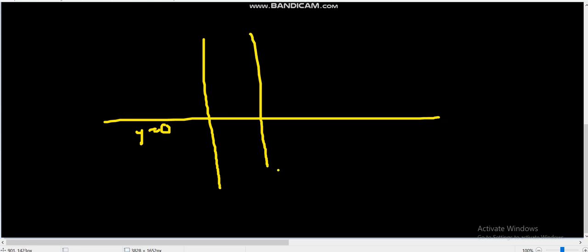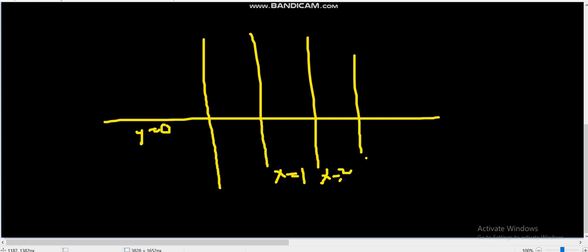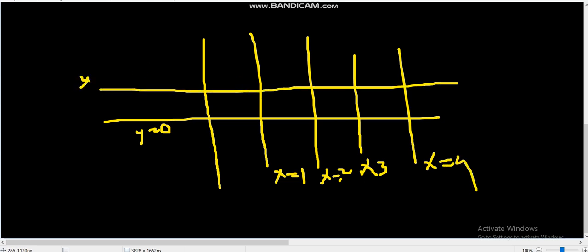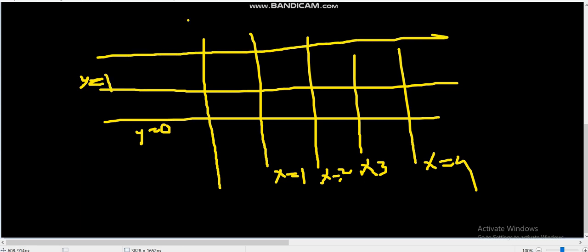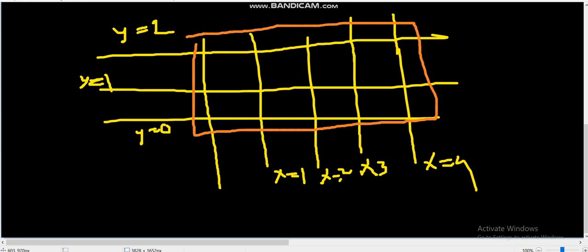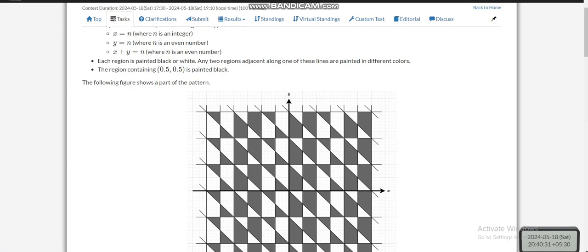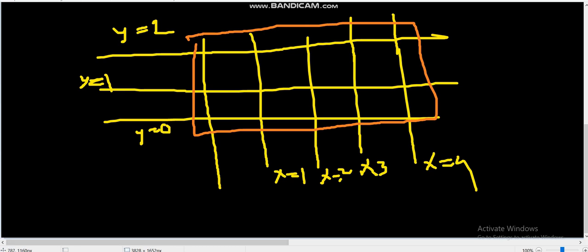Now this is x equals 1, this is x equals 2, this is x equals 3, and this is x equals 4, and this is y equals 1, and this is y equals 2. Okay, now we'll try to check which part of this 4 cross 2 rectangle is white and which part is black. This part is entirely black, so if the part is entirely black, we'll mark it by 2. So this part is black, we mark it by 2.